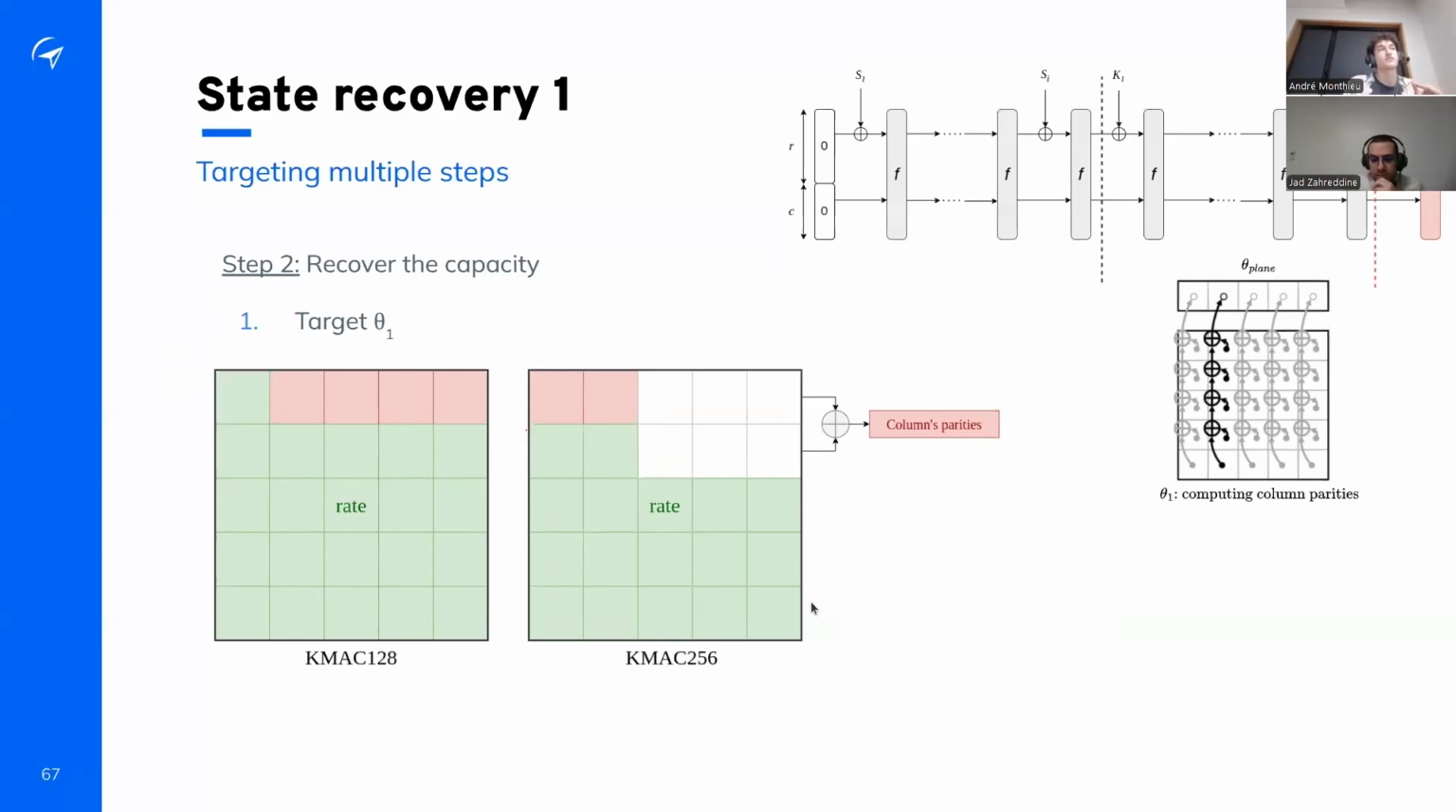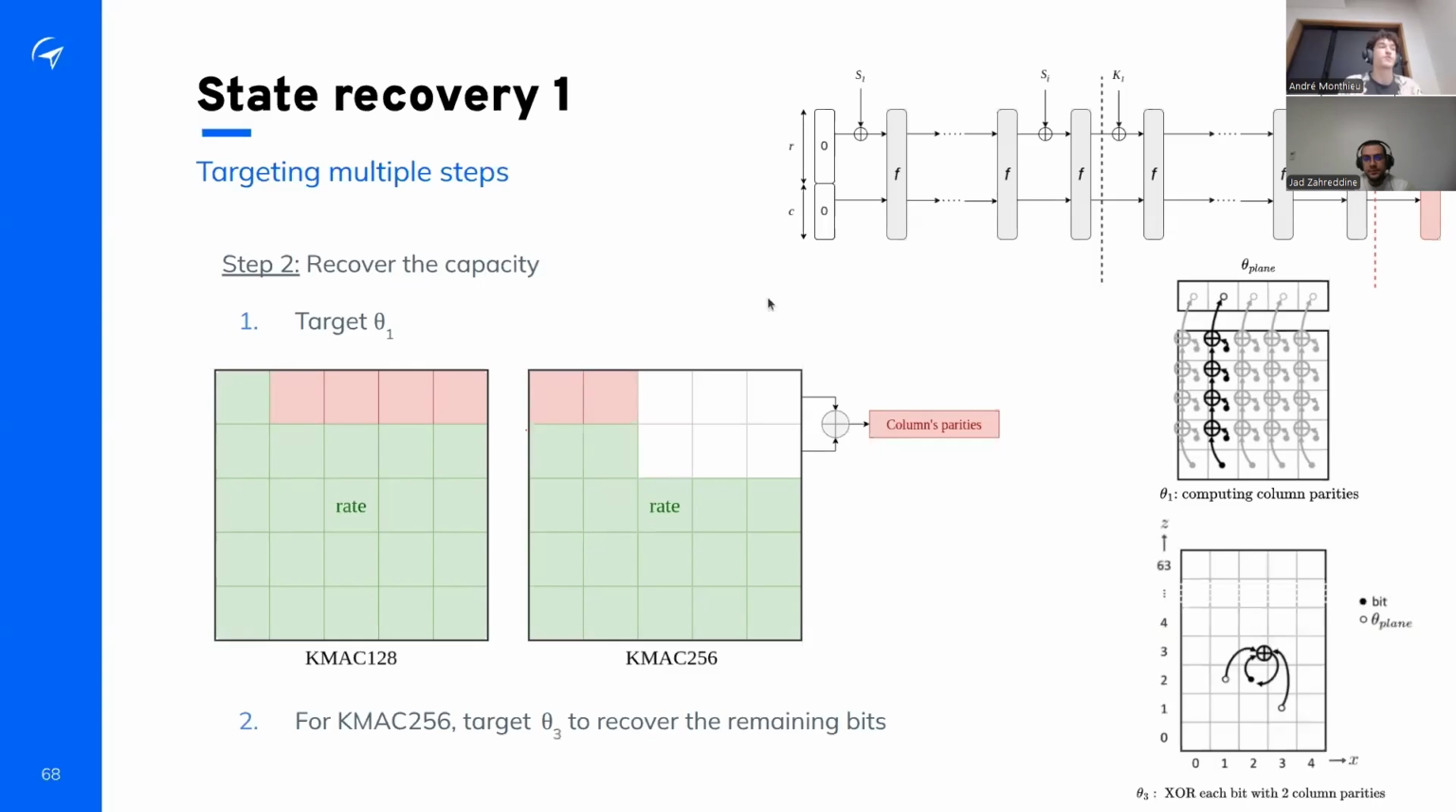In fact, if the column parity is being computed from the bottom up, so let's say XOR this one with this one, with this one, with this one, you could perform an attack to recover this, and then XOR with this one. So in 2 CPA, you could recover the whole state. However, we're going to assume that the implementation doesn't work like this, from the bottom up, and we're going to need to perform another attack for KMAC 256, which is to target theta 3 to recover the remaining bits. So remember, theta 3 is the XOR between the initial bits and two column parities.